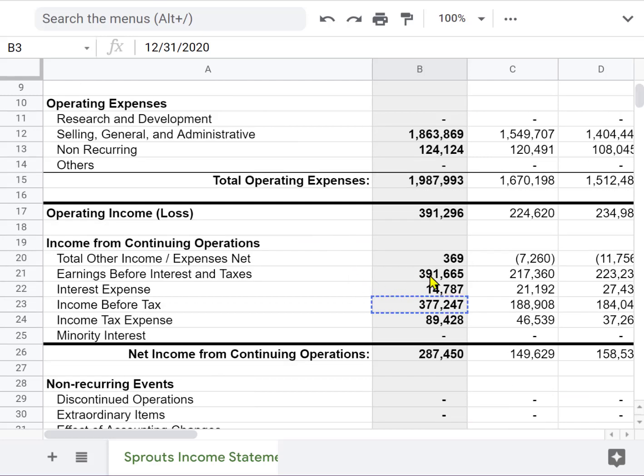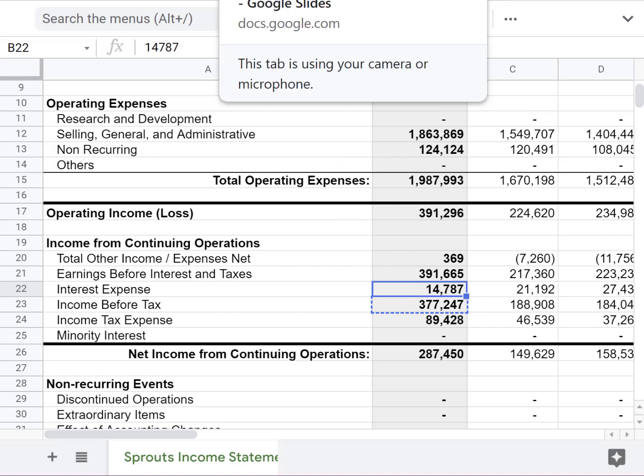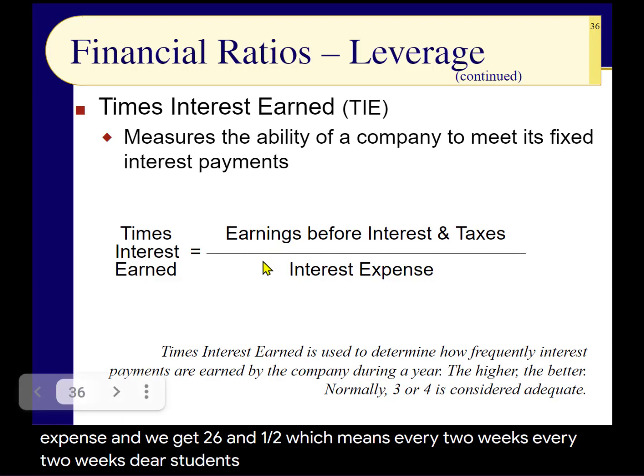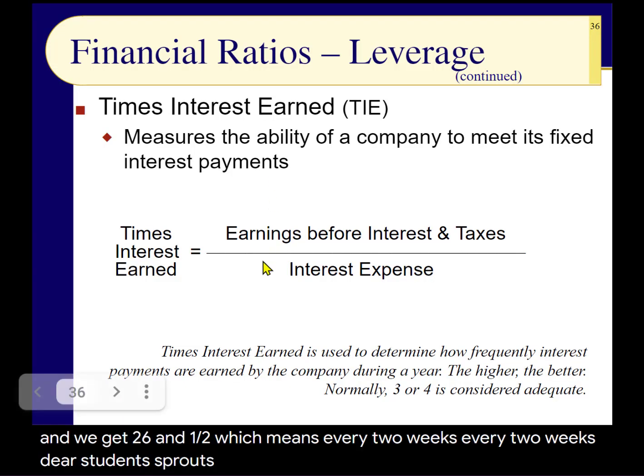So let's go to the earnings before interest and taxes. Where is the interest? There it is, 391,661. And we divide that by our interest expense of 14,787, and we get 26 and a half, which means every 2 weeks, dear students, Sprouts earns enough money to pay their interest payments.